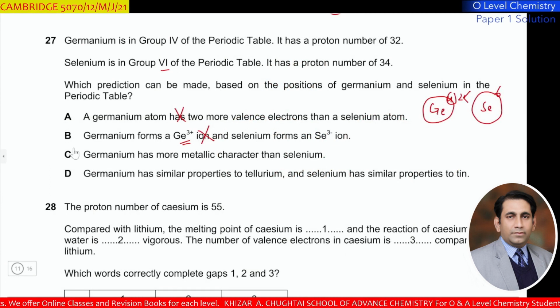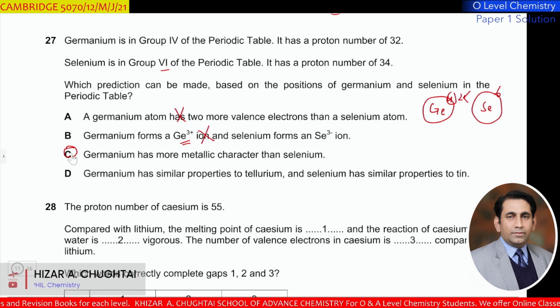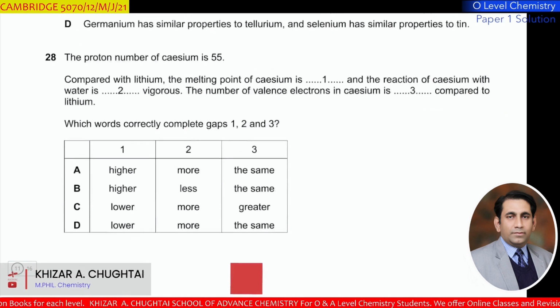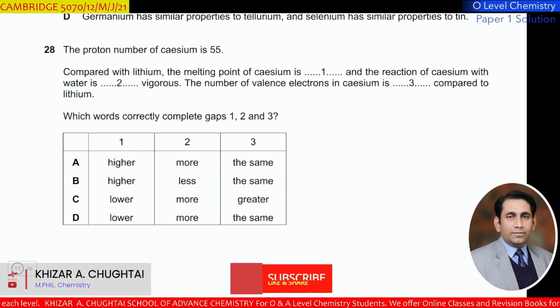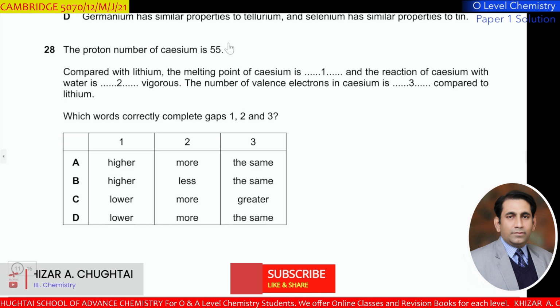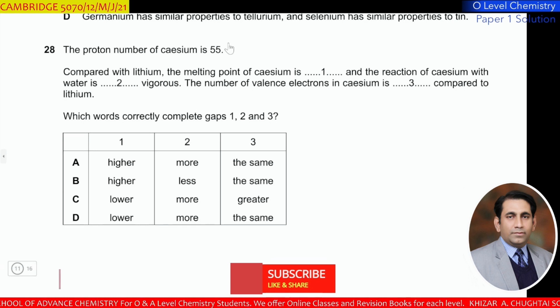This one is the correct option. 27, the correct option is C. The next one is question number 28. The proton number of cesium is 55.